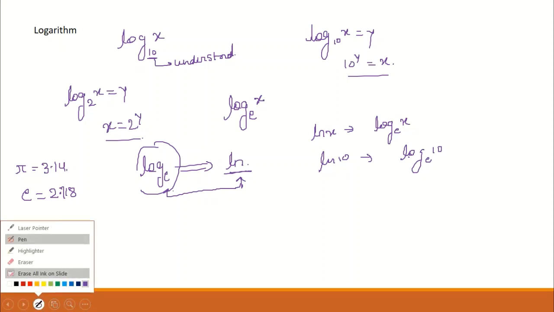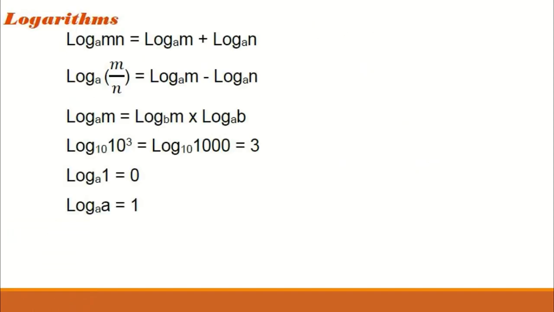Now, the very important thing in the logarithm is their properties. These are some properties which you need to go through. log a of m into n, if I have two terms being multiplied, then it will be written as log a m plus log a n. They will be written as a sum. If both terms are being divided, then log a m minus log a n.